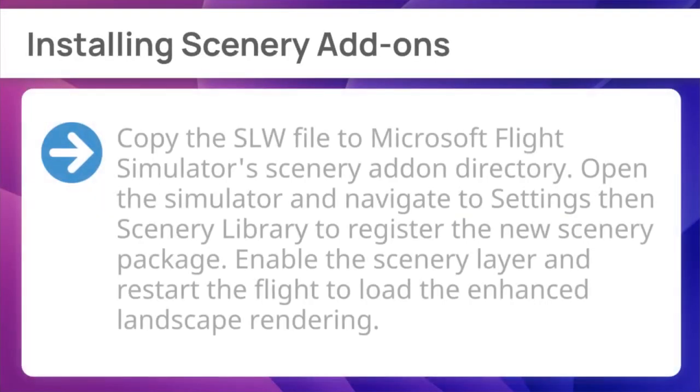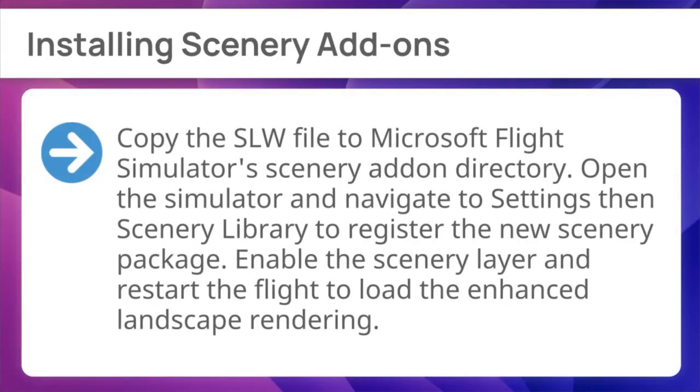First, installing scenery add-ons. Copy the SLW file to Microsoft Flight Simulator's Scenery Add-on directory. Open the simulator and navigate to Settings, then Scenery Library to register the new scenery package. Enable the scenery layer and restart the flight to load the enhanced landscape rendering.